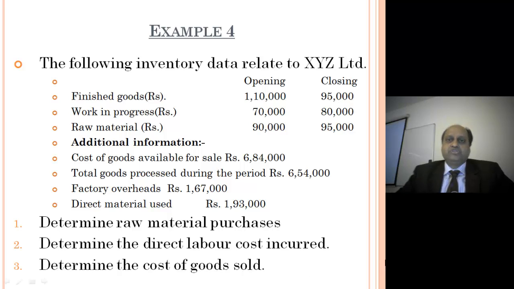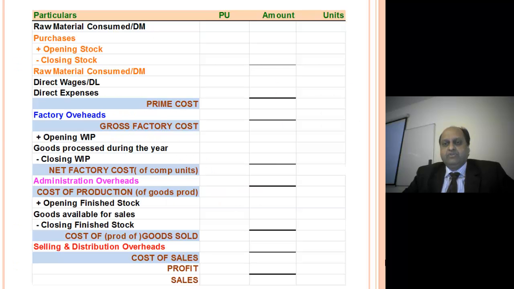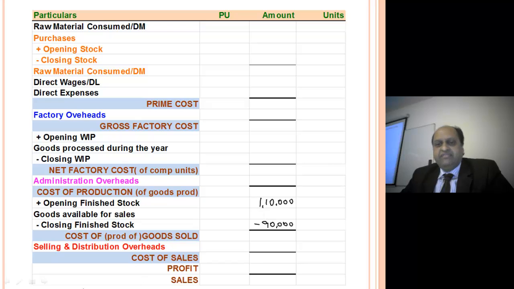So I am doing this question for you. Now, we have opening and closing finished goods as 1,10,000 and 95,000. So let us place the figure. 1,10,000 and 90,000. Fine. Now, sorry, it is 95.